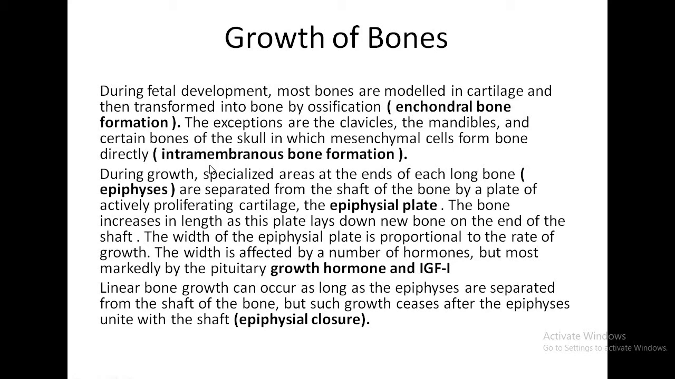Then you have the epiphyses, which are the ends of the long bone, and they're separated by a plate of cartilage which is actively dividing, called the epiphyseal plate. The width of the plate is proportional to the rate of growth. The width of the epiphyseal plate is affected by growth hormone and IGF-1, and as long as the epiphyses are separated, linear growth occurs, but it will stop once the epiphyses unite with the shaft.